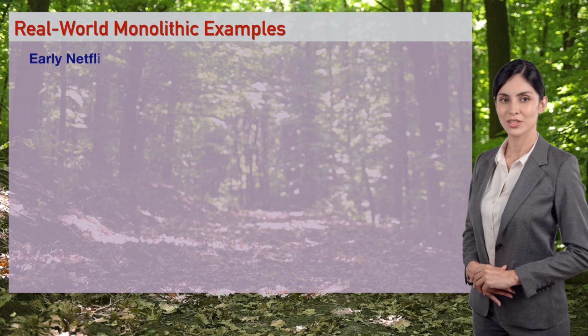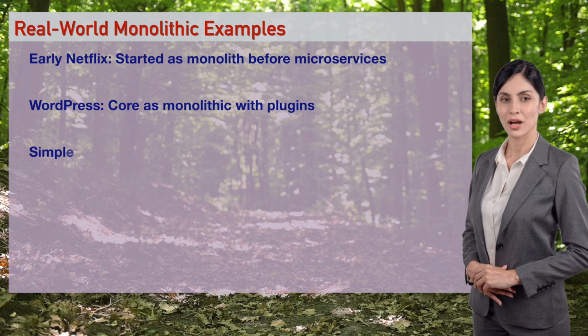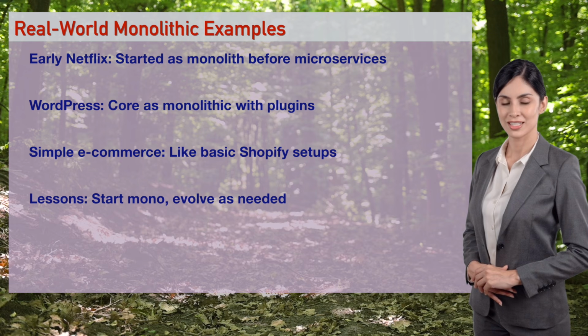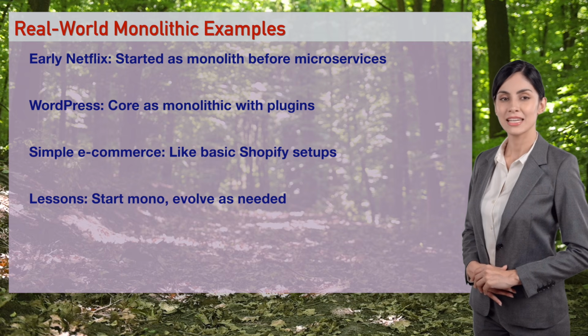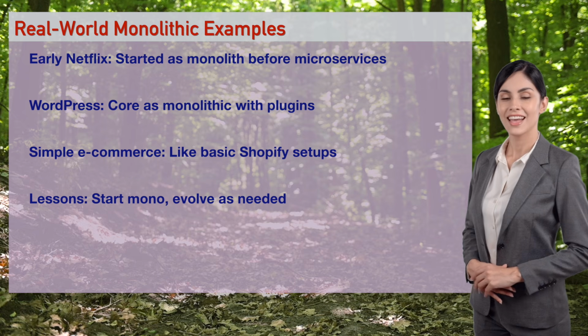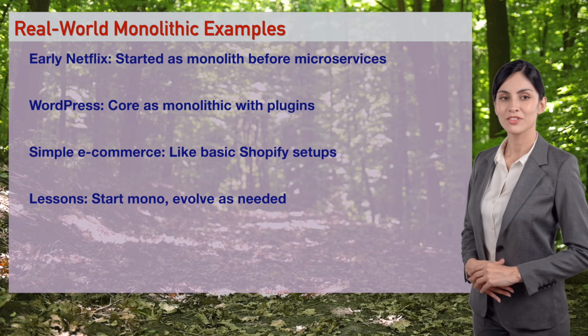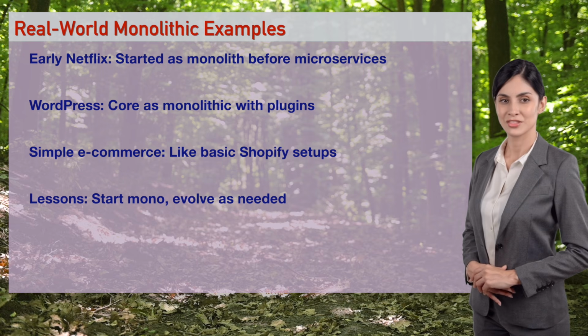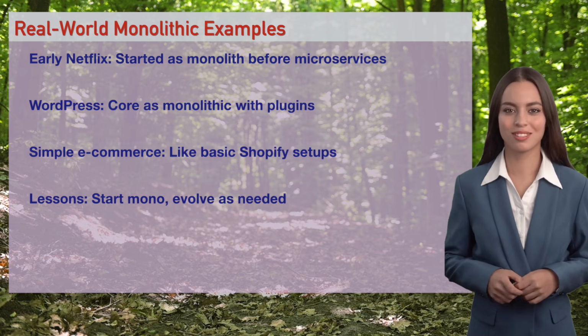Real world examples include early Netflix, which began as a monolith before scaling to microservices. WordPress's core is monolithic, extended via plugins. Basic e-commerce sites like simple Shopify implementations often use this. The lesson: start with monolithic for simplicity, then evolve as your needs grow. Proves it's a solid starting point.